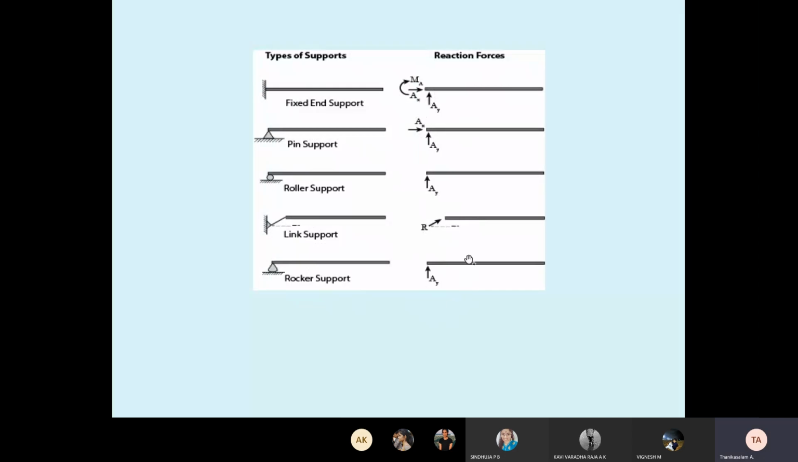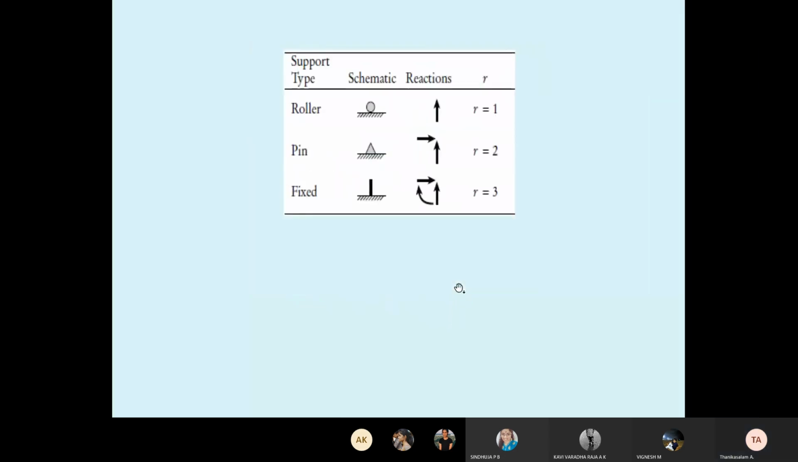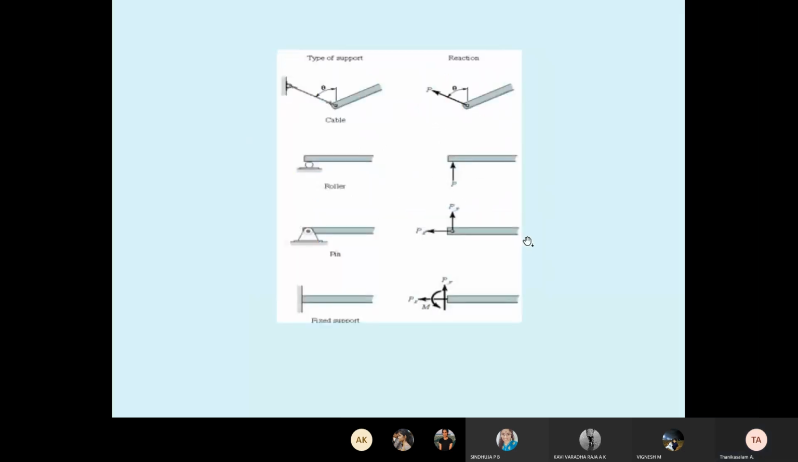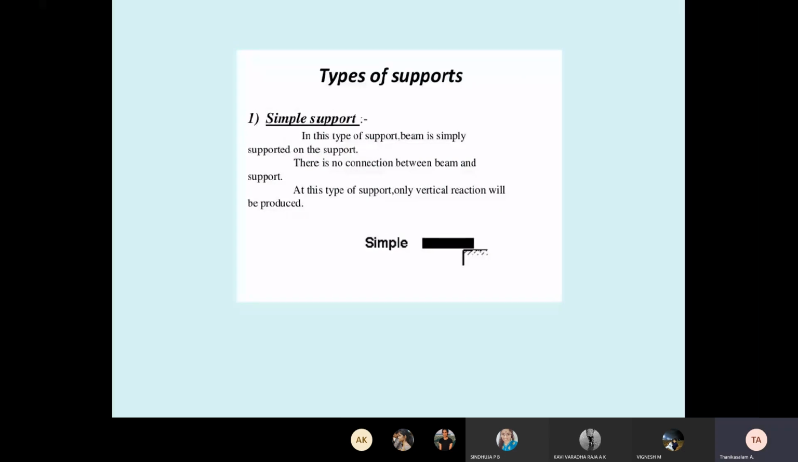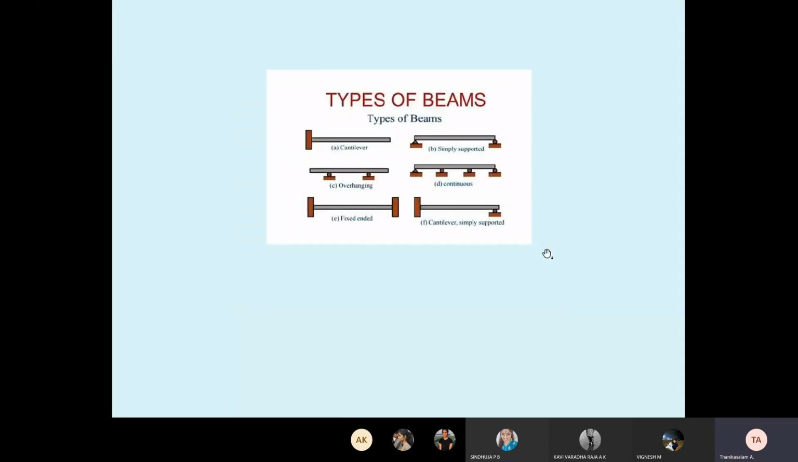Support means to resist the load in which direction. This rocker support resists the load in the vertical direction. So a roller has only one reaction. Pin has two reactions, X direction reaction and Y direction reaction. Fixed support has one horizontal reaction, one vertical reaction, and one couple moment. Okay. This is simple, I explained simple support.